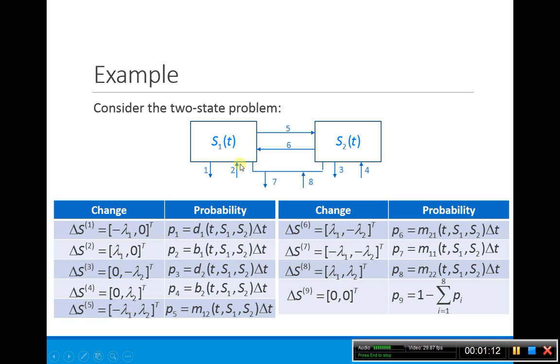Our 2 is if we gain some number lambda 1. Our third transition is we're losing lambda 2, fourth is we're gaining lambda 2, fifth is we move from S1 to S2, so we lose 1 in S1, gain 1 in S2. Our sixth, we lose 1 in S2, gain 1 in S1. Seventh is when we're losing 1 in both, and 8 is when we're gaining 1 in both. And then we call our transition 9 where nothing happens, which is 1 minus the probability of all of our previous transitions.